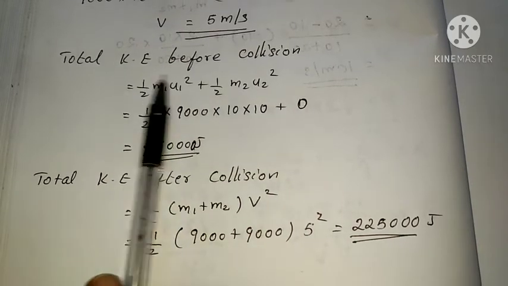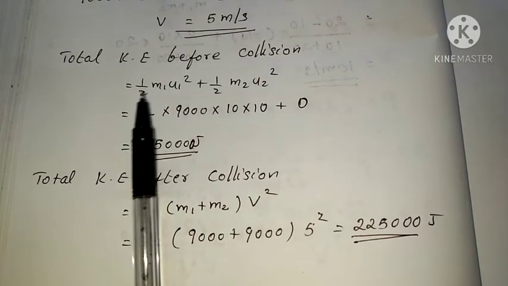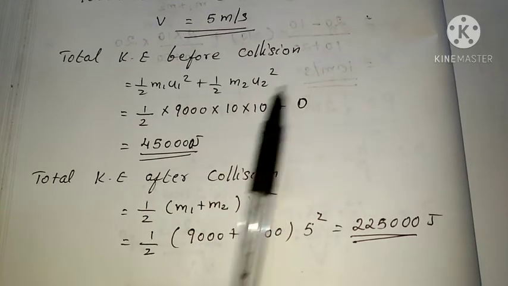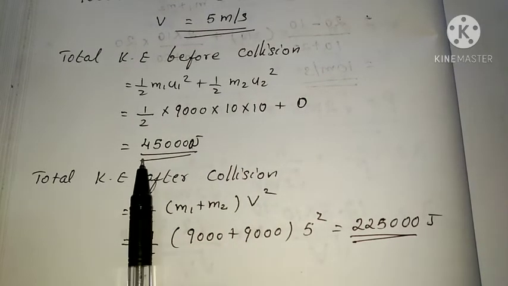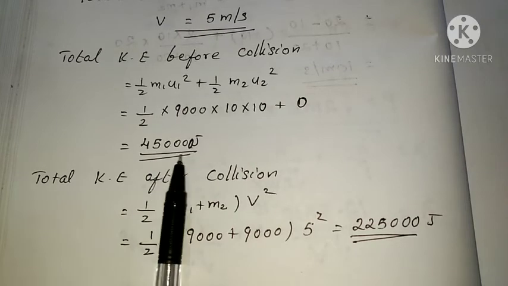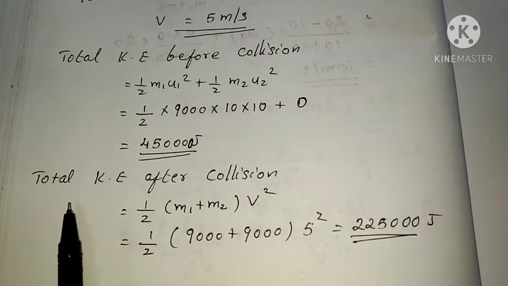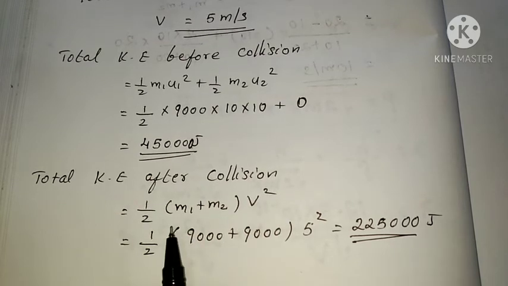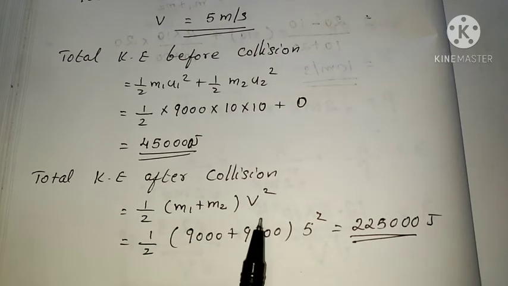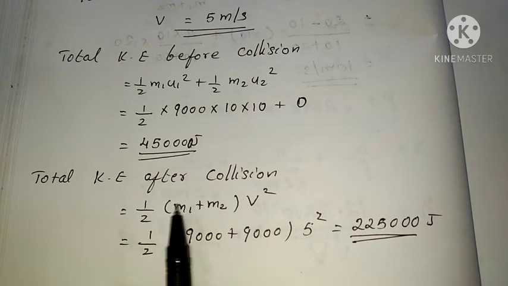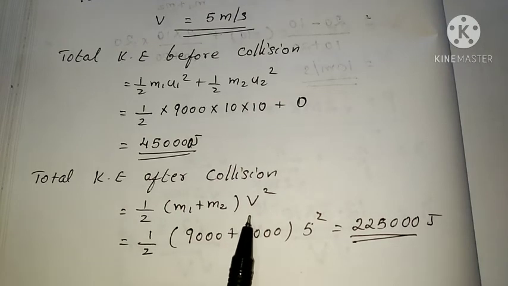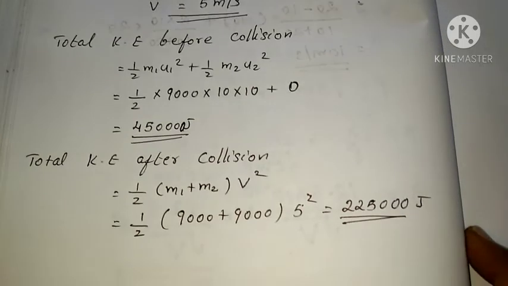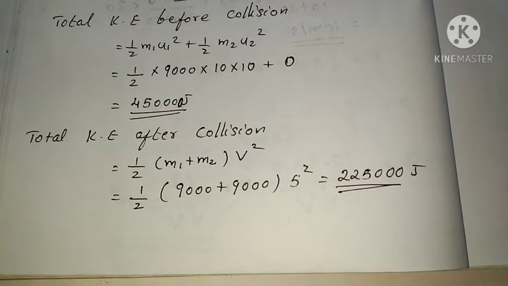What is the total kinetic energy before collision? Formula is half m1 u1 square plus half m2 u2 square. Then substituting the values, we will get the answer 4,50,000 joule. Similarly, total kinetic energy after collision. What is the formula? Half into m1 plus m2 into v square, because it is moving with a common velocity after collision. By substituting the values, we will get the answer 2,25,000 joule.